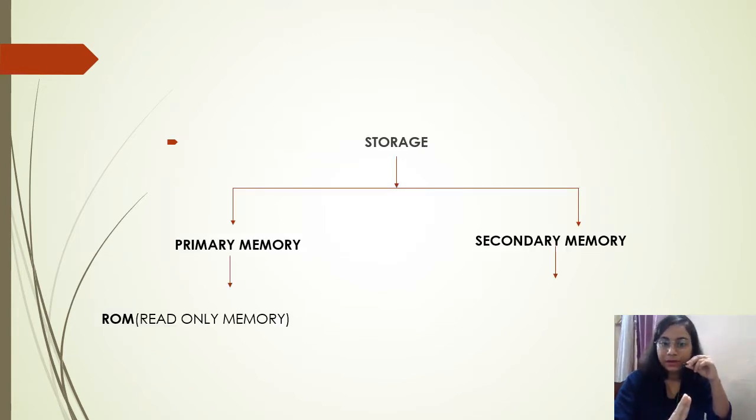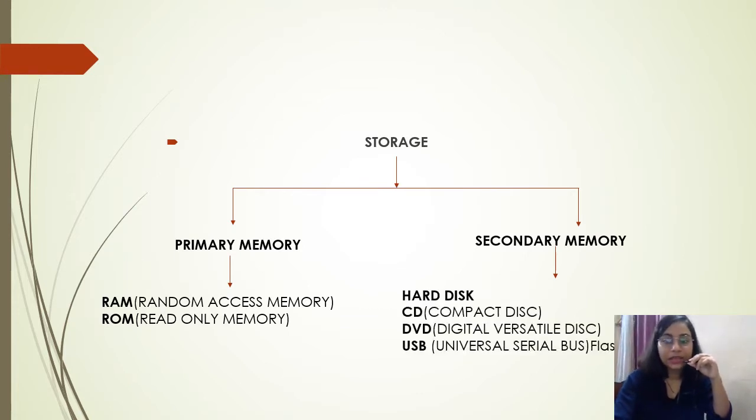Primary memory is again divided into RAM, that is random access memory, and ROM, read-only memory. And secondary memories are hard disk, CD, which is called compact disk, DVD, digital versatile disk, and USB flash drive. The full form of USB is Universal Serial Bus.